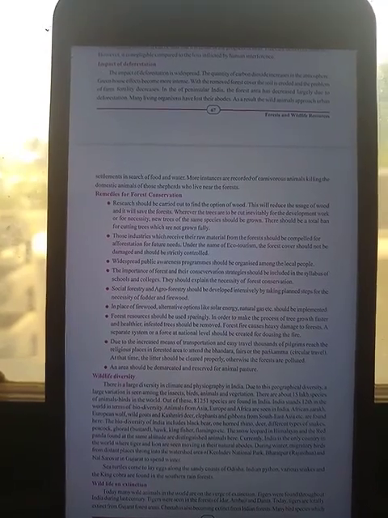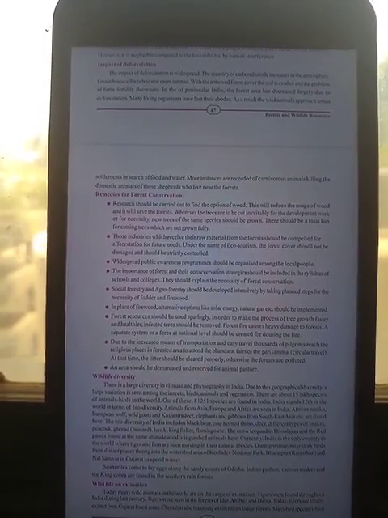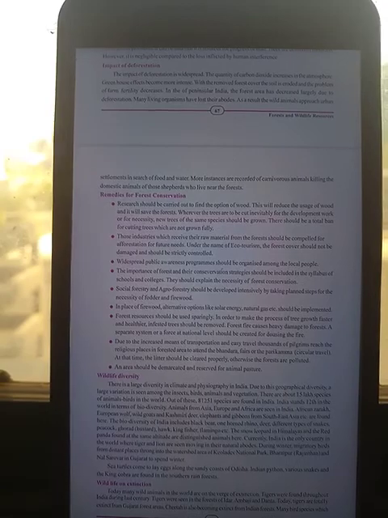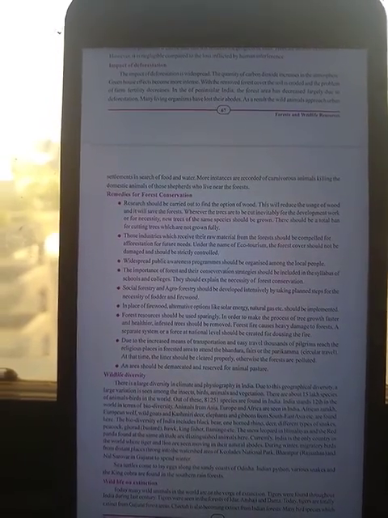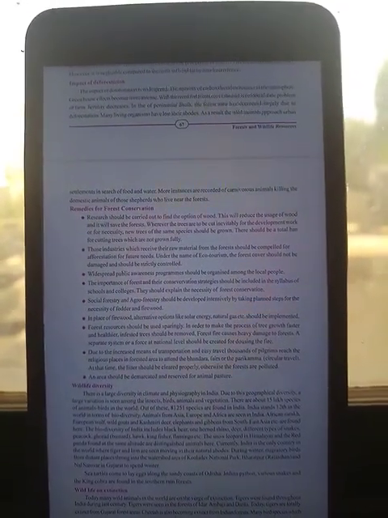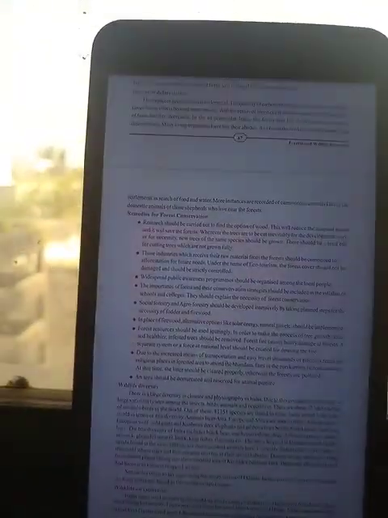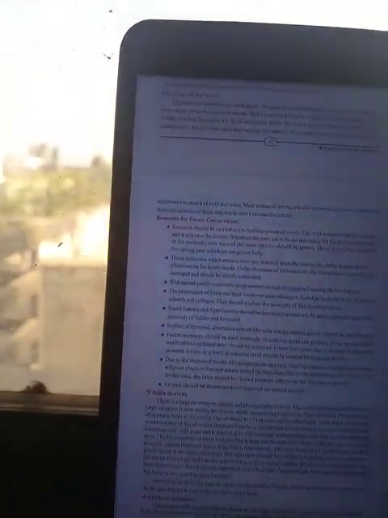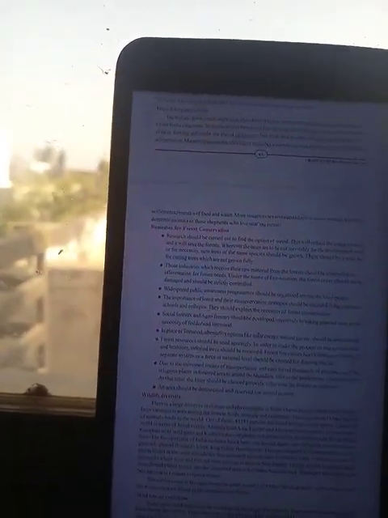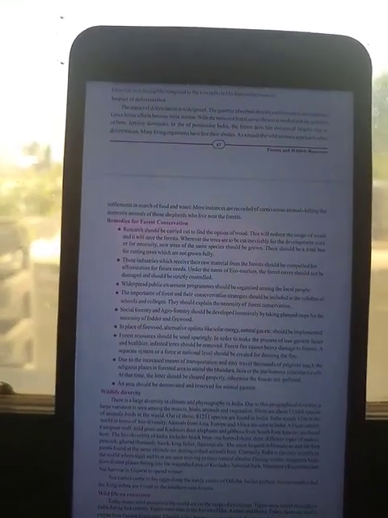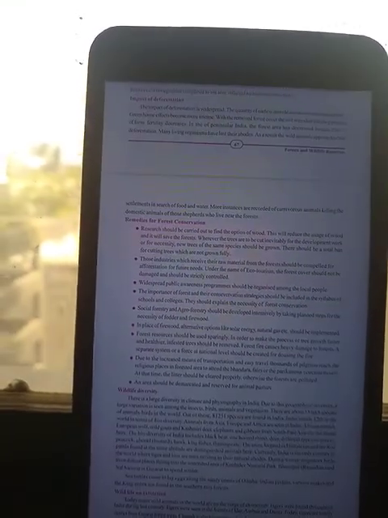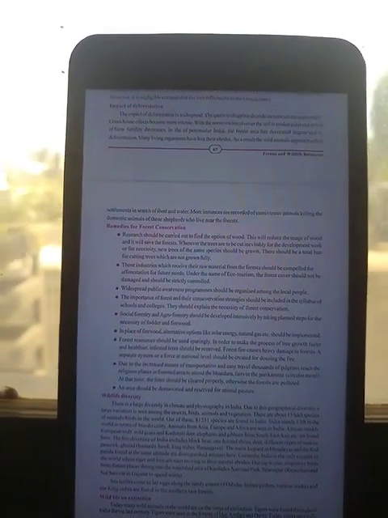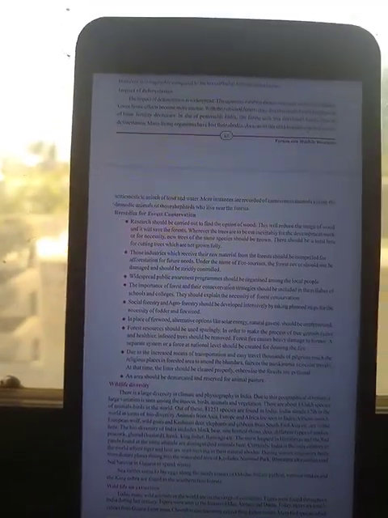Then next, social forestry and agroforestry should be developed intensively by taking planned steps for the necessity of fodder and firewood. Social forestry is a department, and the agroforestry department should be developed intensively. Fodder and firewood means many people, these tribal people, take food from the forest, and they use wood for cooking. So the social forestry and agroforestry departments should work on finding a solution for this.